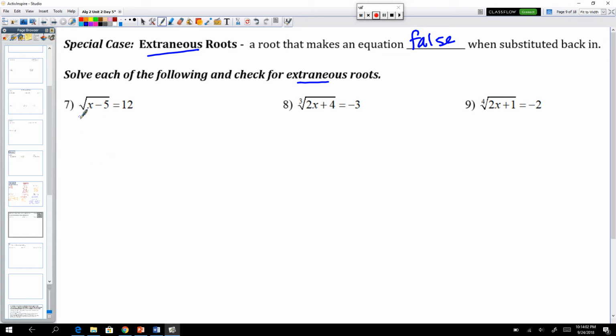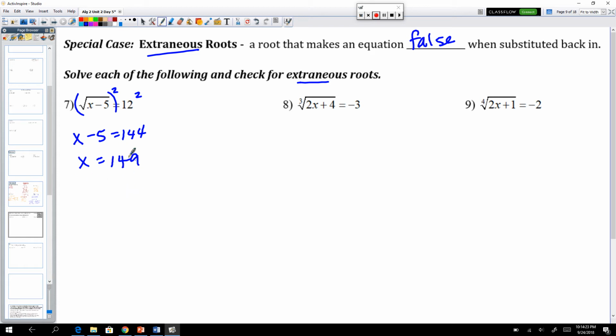Same as we've done before, if you've got the square root on the left, in order to counteract that, you need to raise it to the 2 power. Whatever you do to the left, you need to do to the right. So you should have x minus 5 equals 144. If you add 5 to both sides, you've got a temporary answer of 149.